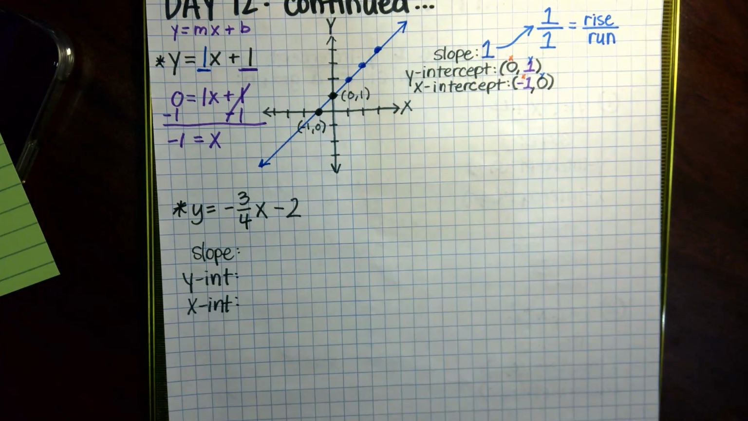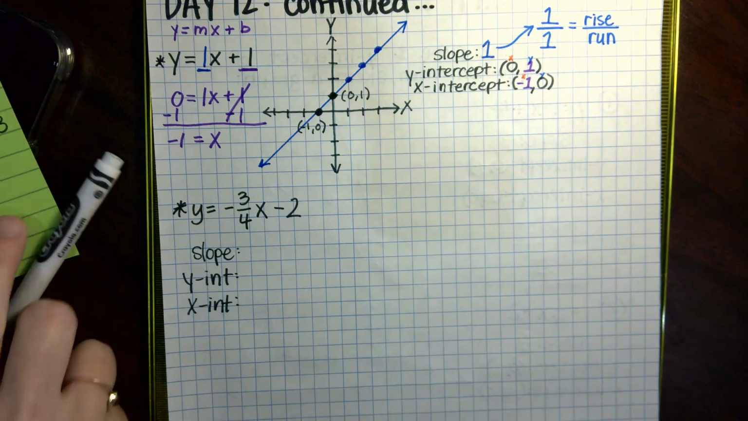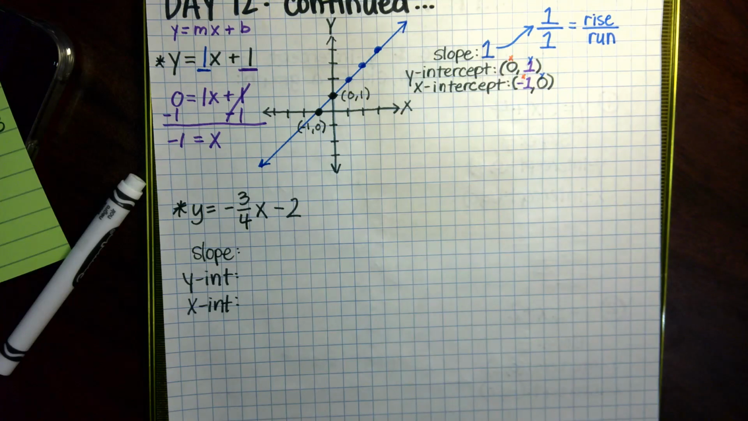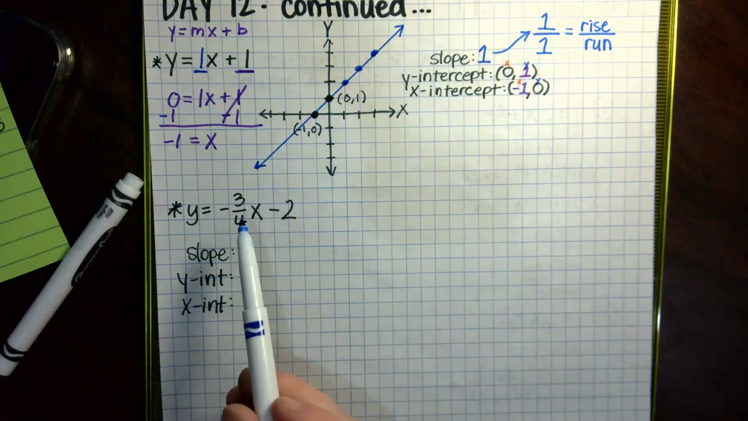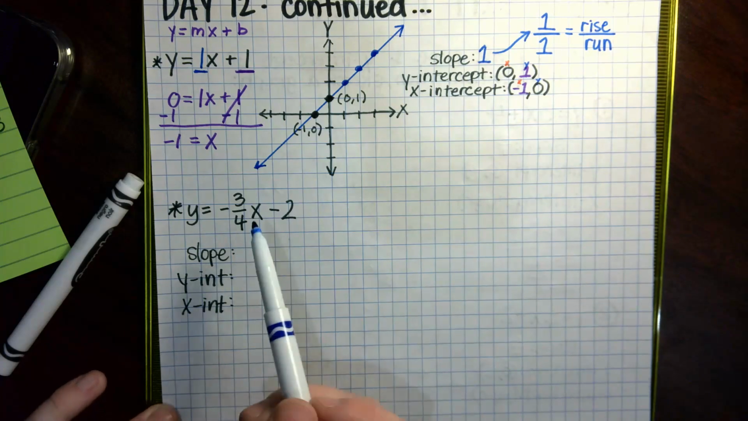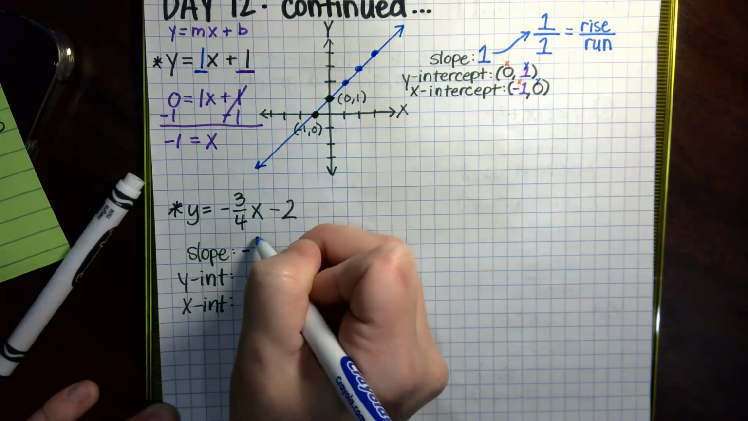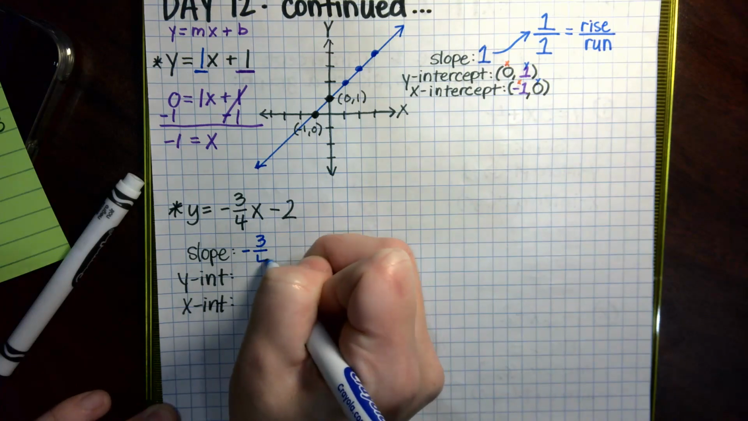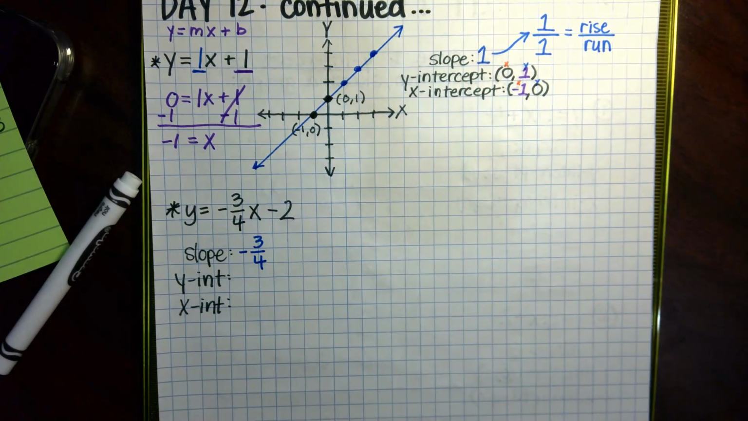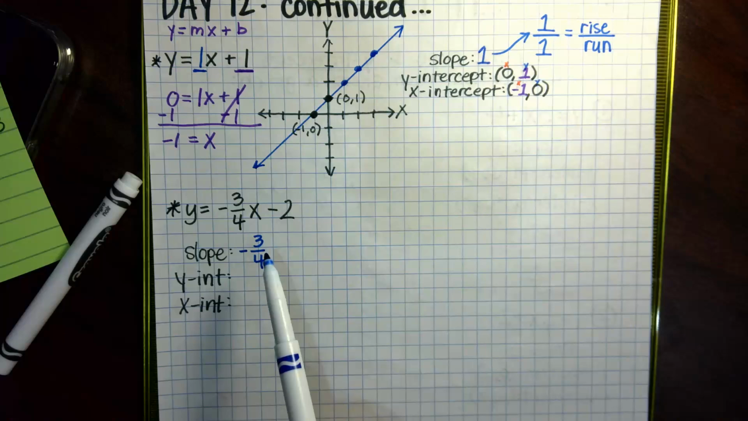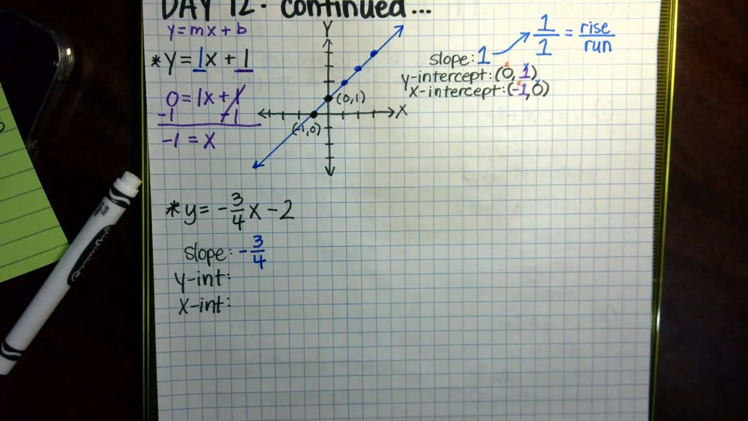Okay. So first off, right off the bat, just by looking at my equation and not solving anything, what's my slope going to be? -3/4. Absolutely. My slope is just the number that sits next to x. It's going to be -3/4.